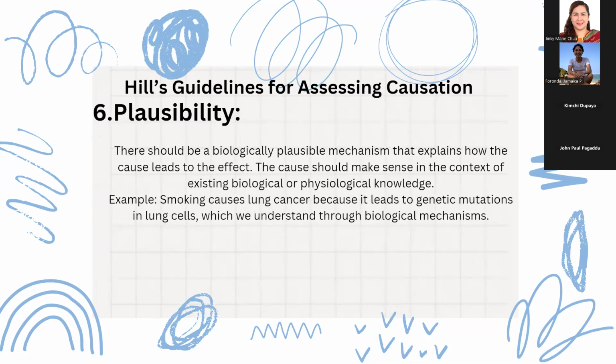So yung pang number 6 natin is yung plausibility. Dito naman dapat meron namang scientific explanation kung paano nagkaroon ng effect mula dun sa cause. So kung merong logic na explanation, mas mapapatunayan natin yung causation nila. So example, smoking causes lung cancer because it leads to genetic mutation in lung cells, which we understand through biological mechanism.